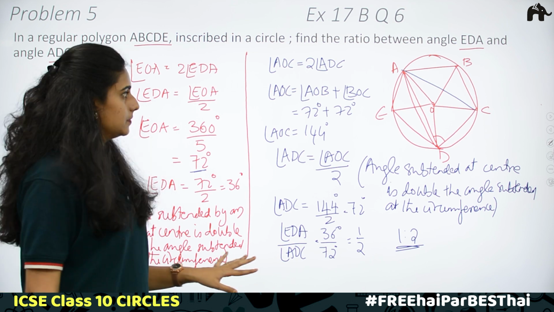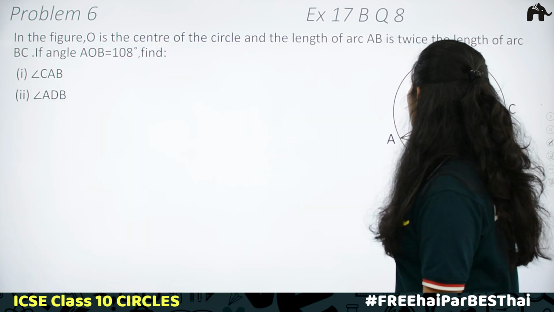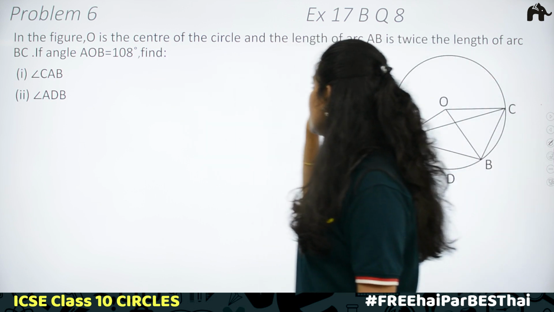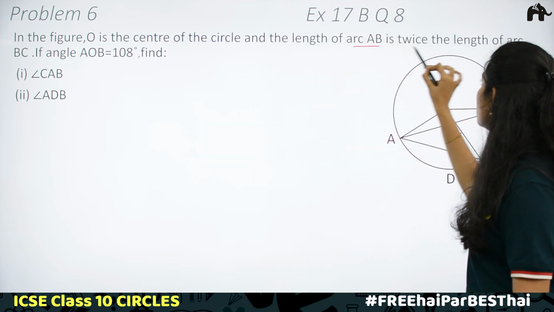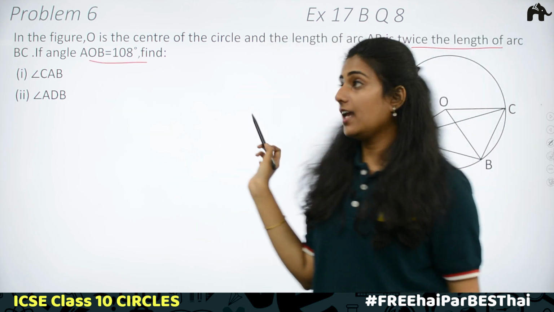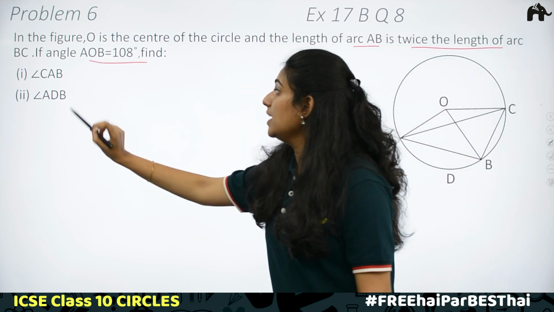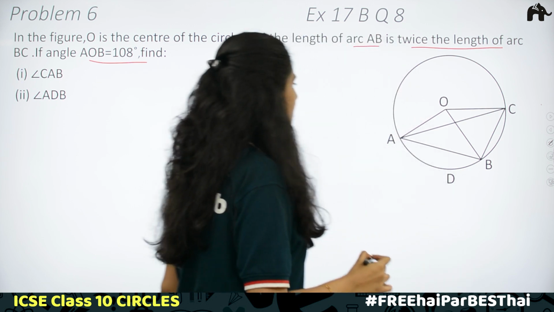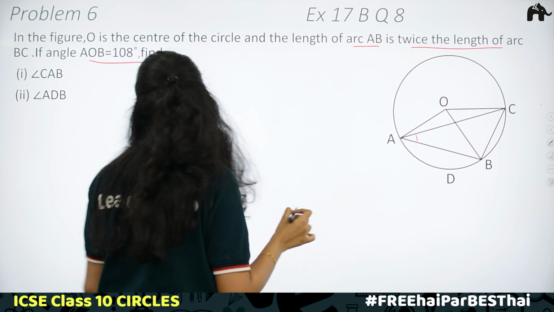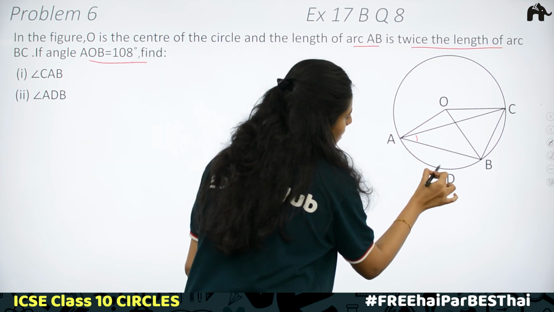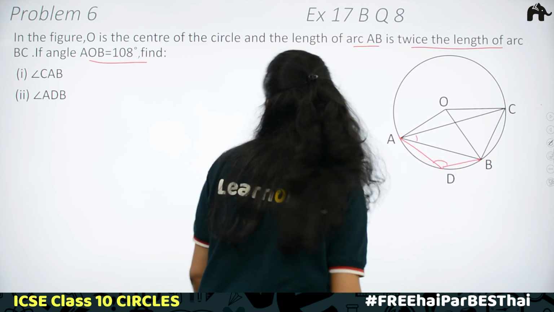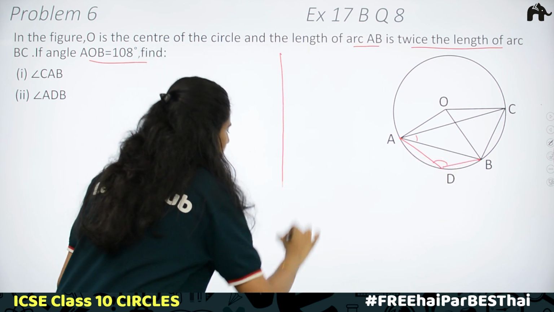Clear? Understood this? Next, problem number 6, question 8 of exercise 17B. In the figure, O is the center of the circle and the length of arc AB is twice the length of arc BC. If angle AOB is equal to 108 degrees, find CAB and ADB. We have to find CAB, this angle, and we have to find ADB. To get ADB, I am joining these points AD and BD. So, this is ADB.